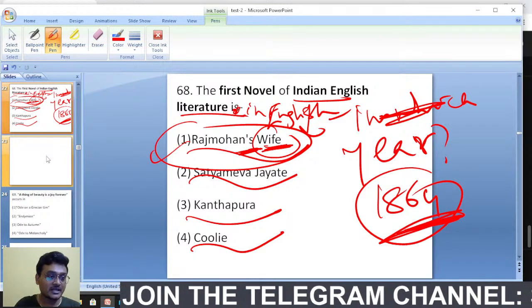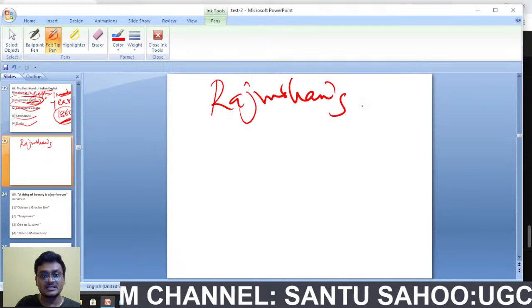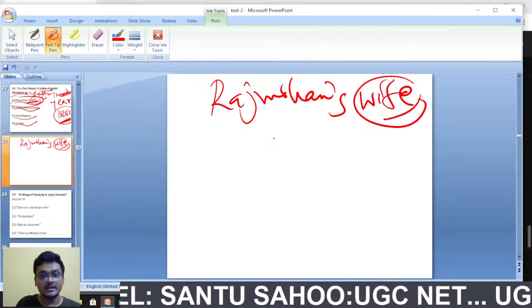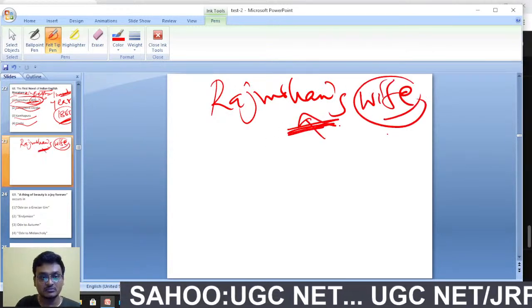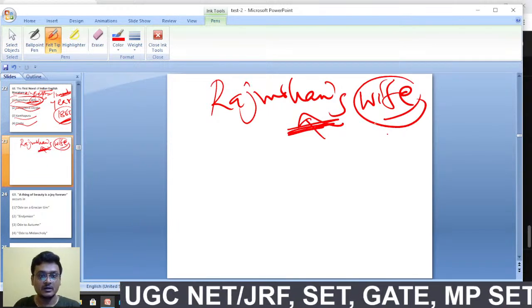You see the titular Rajmohan here. Rajmohan's Wife. Interestingly, the wife has no identity of her own. It is Rajmohan's Wife, an identity based on Rajmohan's. So the disparity between men and women can be found here.